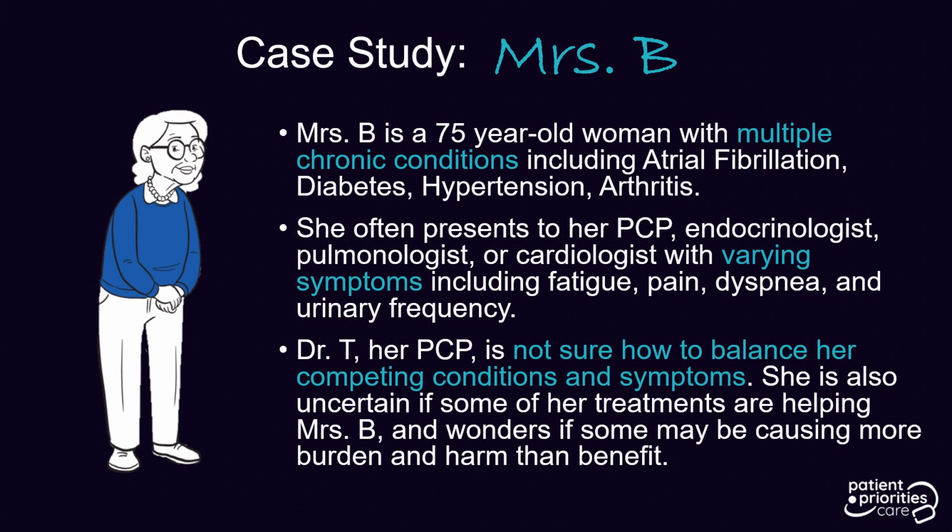Throughout this training, we will be presenting Mrs. B as an example of an older patient with multiple chronic conditions. Her conditions include atrial fibrillation, diabetes, hypertension, and arthritis. She often presents to her primary care physician, her endocrinologist, pulmonologist, or cardiologist with varying symptoms that include fatigue, pain, dyspnea, and urinary frequency.